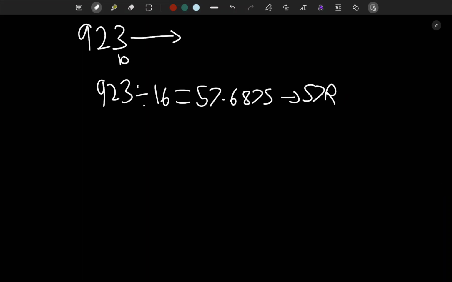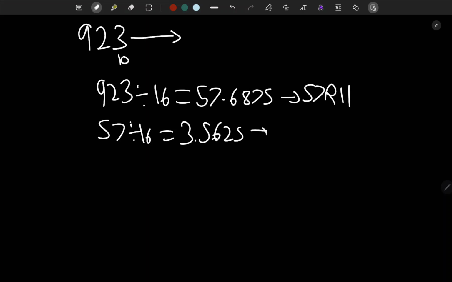0.6875 multiplied by 16, and the remainder is 11. Now 57 divided by 16 is 3.5625, and this should convert to a remainder of 9, I think, yeah, 9.